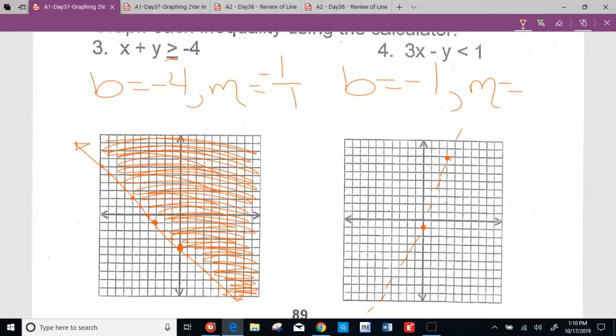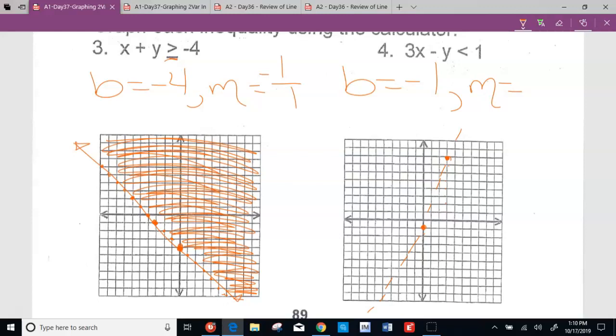Because how many points do you need to find slope? 2. Do you agree that the y-intercept is a point? Yes. Do you agree that this other point I graphed at 3, 8 is also a point? Yes. So can I figure out my slope from point A to point B? Yes. Okay, so let's do that.